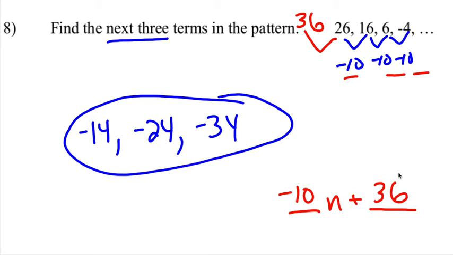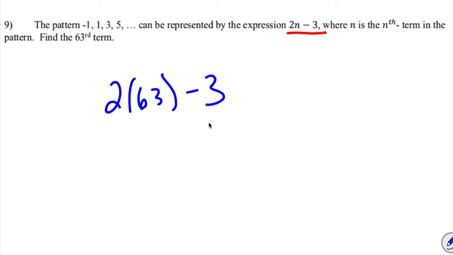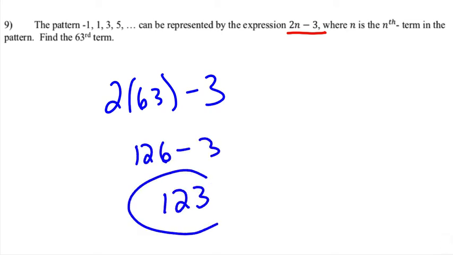All right, so let's go ahead and finish out this next one here. This pattern, negative 1, 1, 3, 5, can be represented right here. They're actually giving you the pattern here. So we're just going to fill in here the 63rd term. So we're going to just multiply this. We're going to say 2 times 63 minus 3. So we just use our calculator. We say 2 times 63 gives us 126. Minus 3 gives you 123.